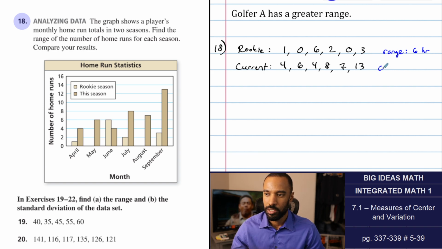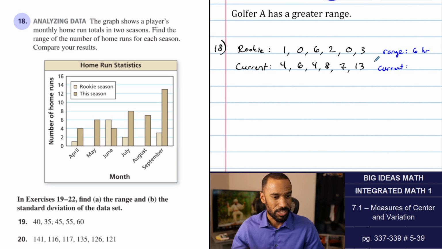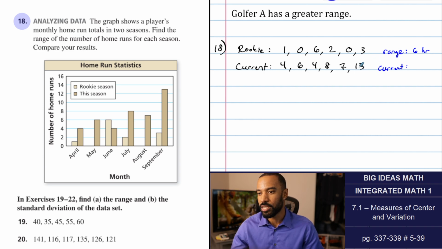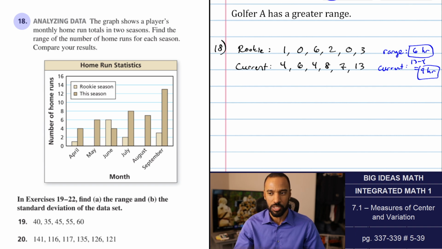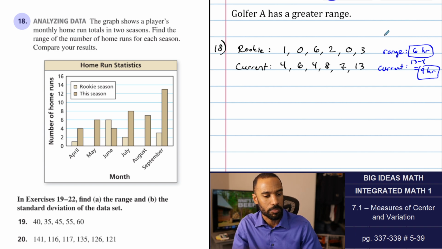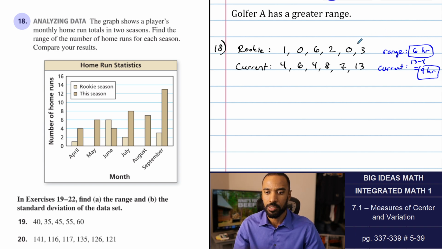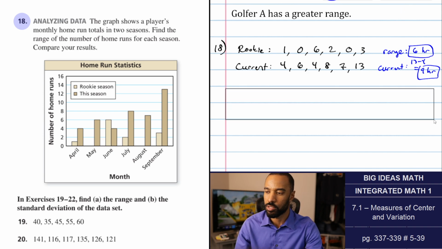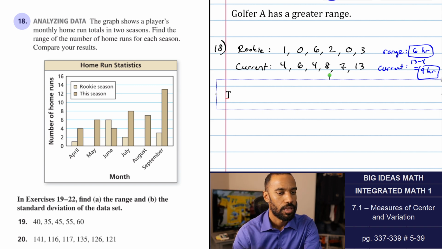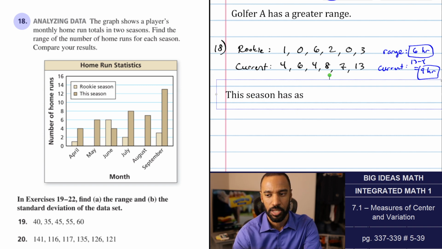Their current season, their highest was 13 in September. Jeez. 13 is their highest, 4 is their lowest. 13 minus 4 equals 9 home runs. So a larger range in their current season versus their rookie season. Compare your results. The current season has a greater range. This season has a greater range.